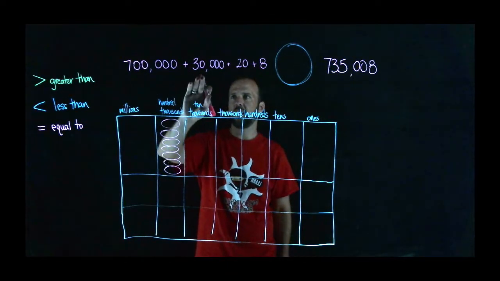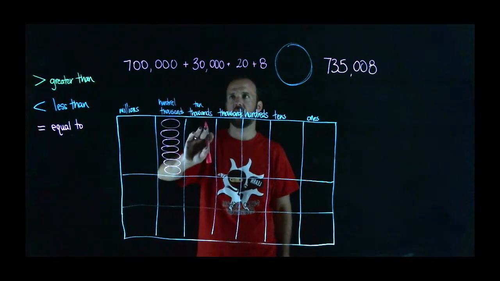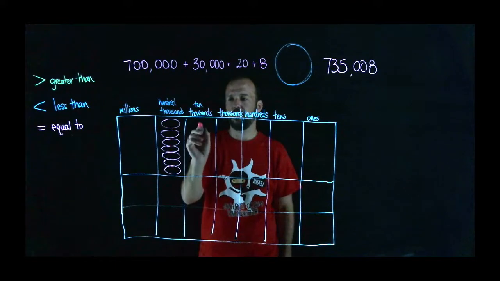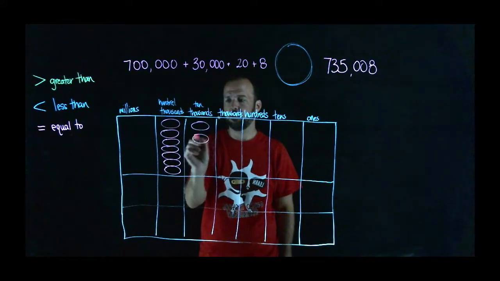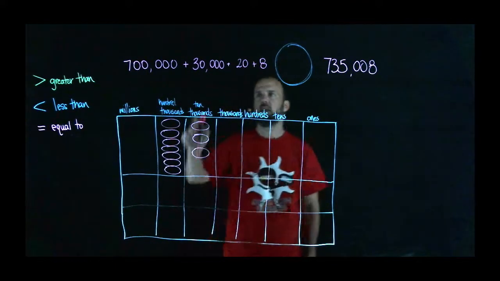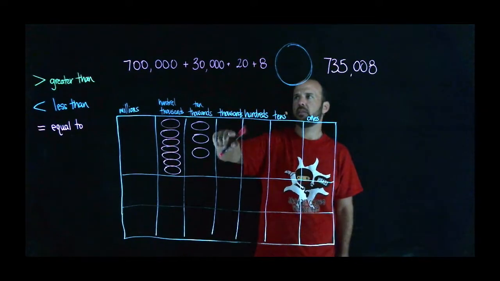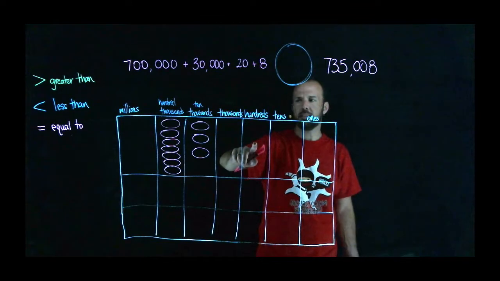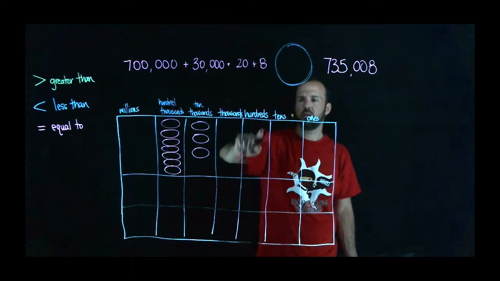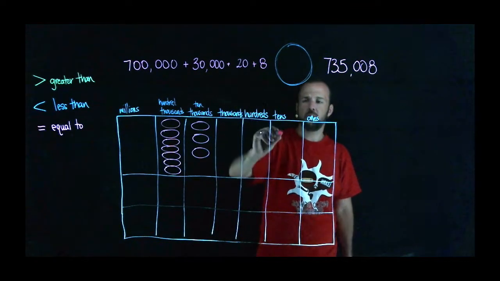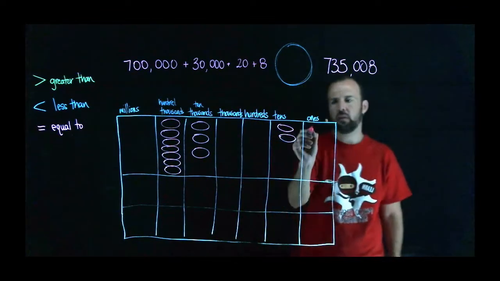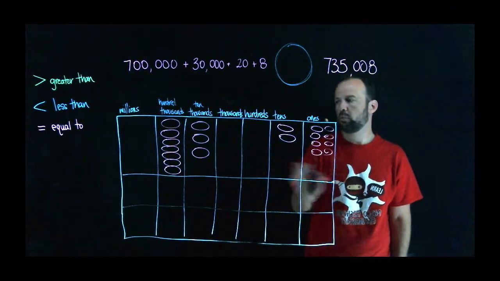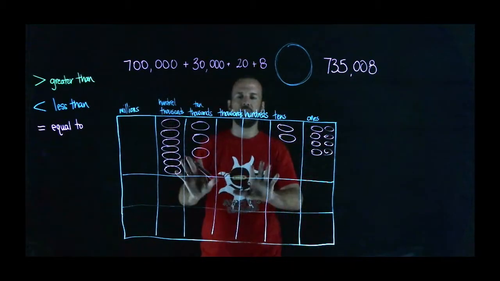I'm going to move next to my 10,000s place, and I have 3 10,000s. 1, 2, 3. Perfect. Next, I'm moving to my thousands place. I don't have any thousands, right? So I'm going to go next to my hundreds place. I don't see any hundreds either. So I'll go to my tens. Here we go. I got 2 of those. 1, 2, and I have 8 ones. So I'm going to draw them in. Perfect.